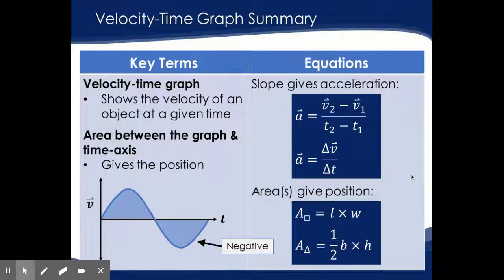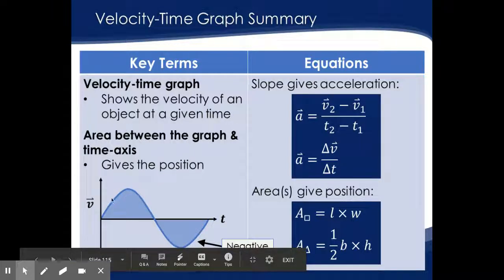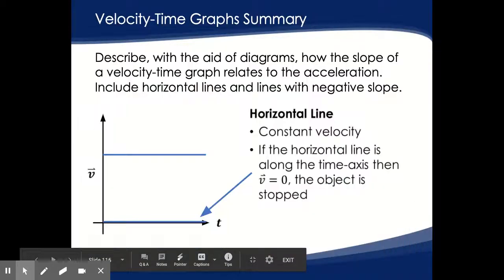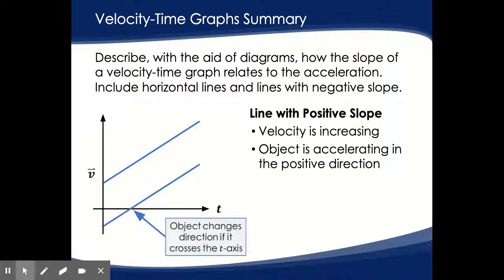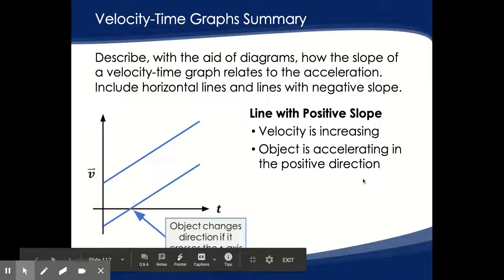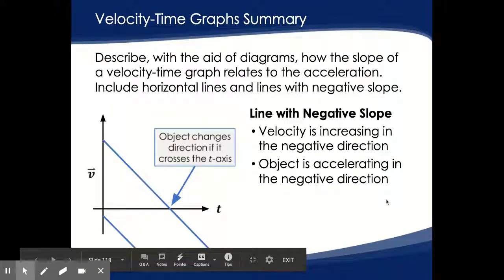Okay, so just some key terms here with your velocity and time graph. Just remember that the area between the graph and the time axis is going to give you your position or your displacement. And then we are adding the new formulas of area. The area of a square or a box is going to be length times width, and the area of a triangle is 1/2 base times height. We have talked about this already. If we have a line with a positive slope, velocity is increasing. The object is accelerating in the positive direction. And if we cross the x-axis, it means that it has changed directions. The opposite is also true of a negative slope.